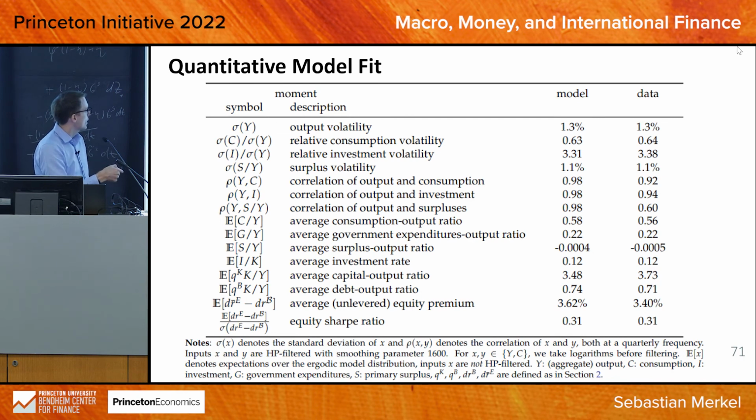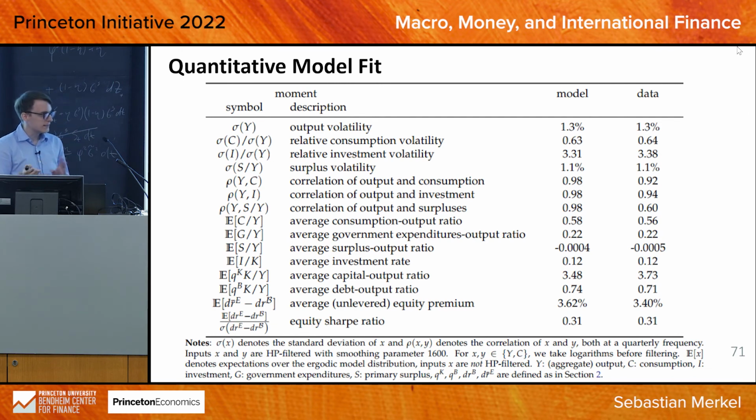But the correlations we are not matching. Our model is a bit too primitive for that, because we have just one risk factor. So all correlations will be 0.99. And then there are a bunch of means for aggregates relative to output, except for that one that we take from some paper from microdata. And then some other means of the capital output ratio and the debt to output ratio. And then there are some asset pricing moments.